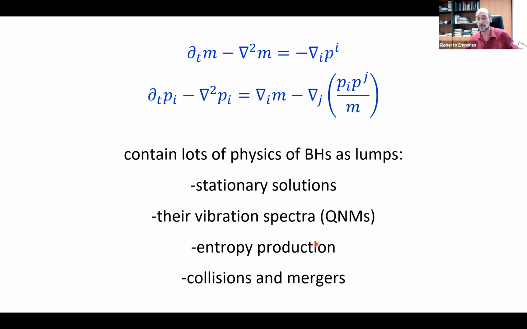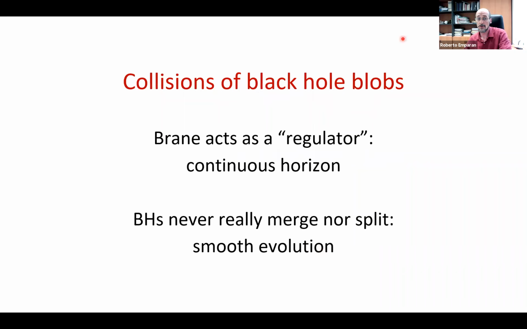We can study how entropy is produced when you collide these blobs, or when they merge, or when they split. And you can also, this is what I've shown you before, collide them, okay? And you can have these two blobs merge. So the collisions of the black hole blobs, well, these are blobs that live on a membrane. The membrane is part of the horizon. So you have horizon everywhere.